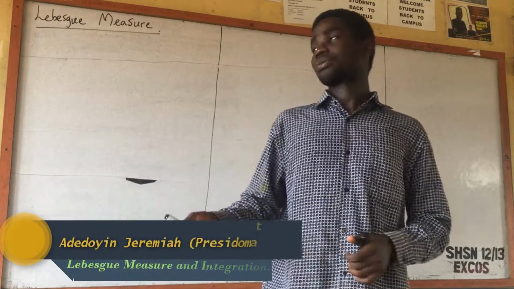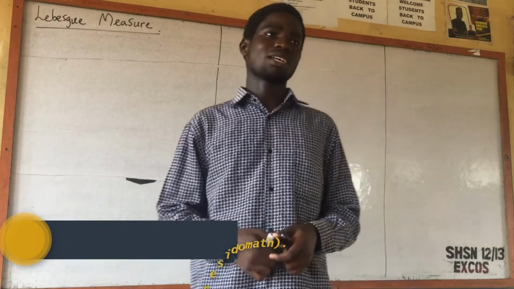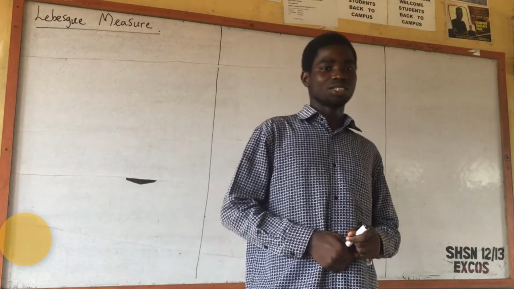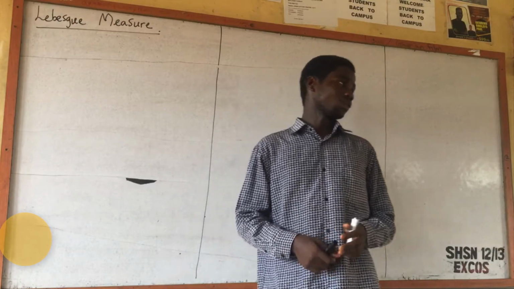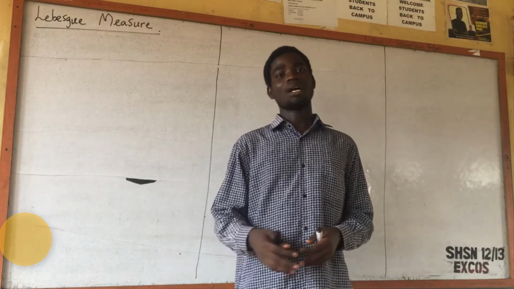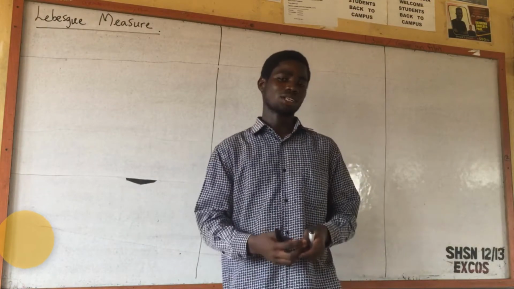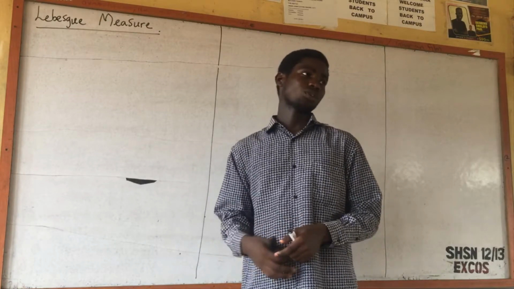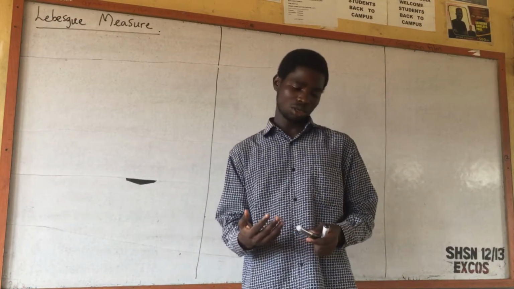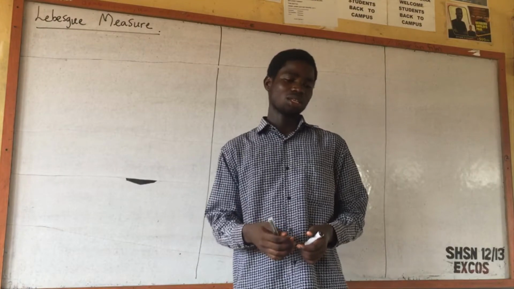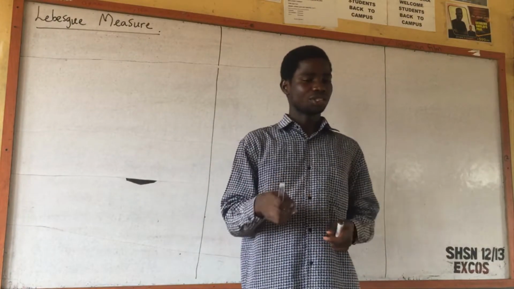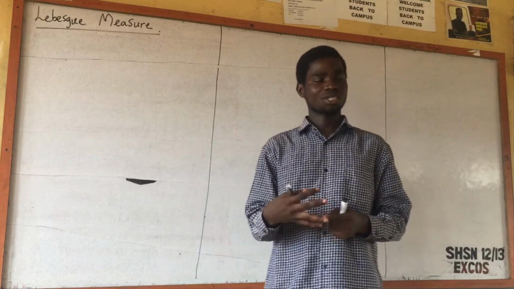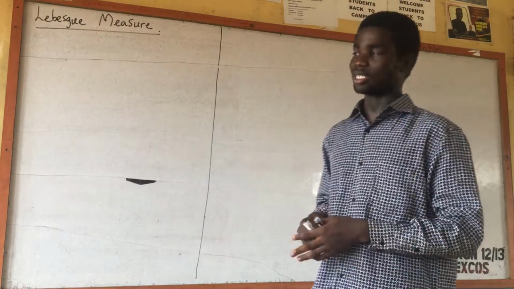So we want to continue from where we stopped in the first class of Lebesgue Measure and Integration. In the first class, we introduced the Lebesgue outer measure, as well as its properties. We also went further to prove all of its properties. Now we want to define a Lebesgue measurable set.